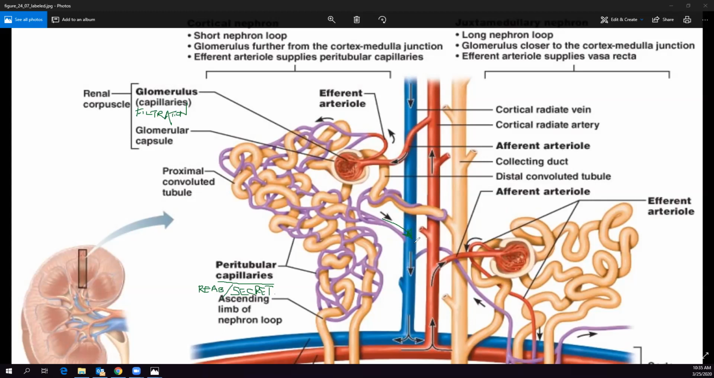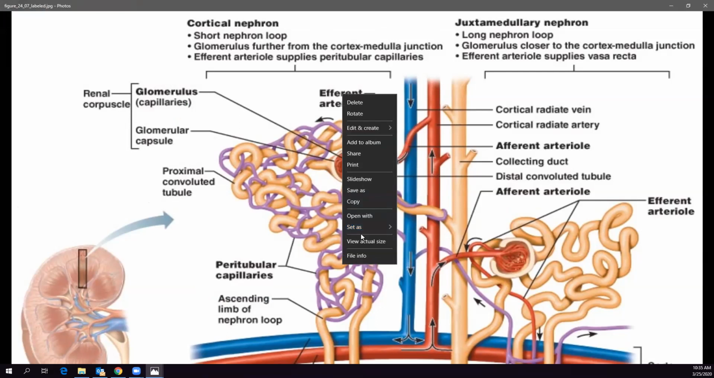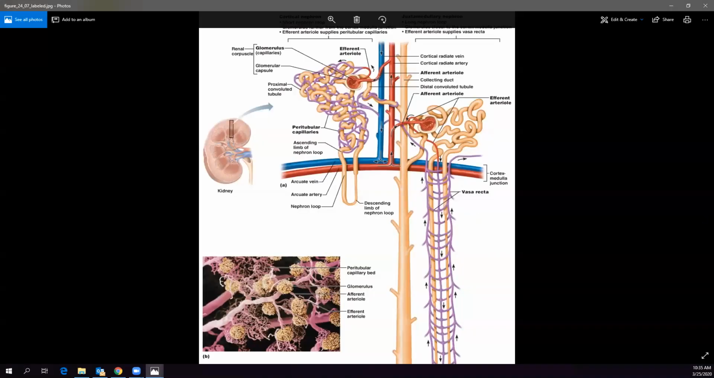So now, oh wait, I wanted to show you something about the nephron. About the glomerulus actually. Okay, so let's go back here. Where's my, oh, I have to get out of, okay. Where's my little movie thingy?